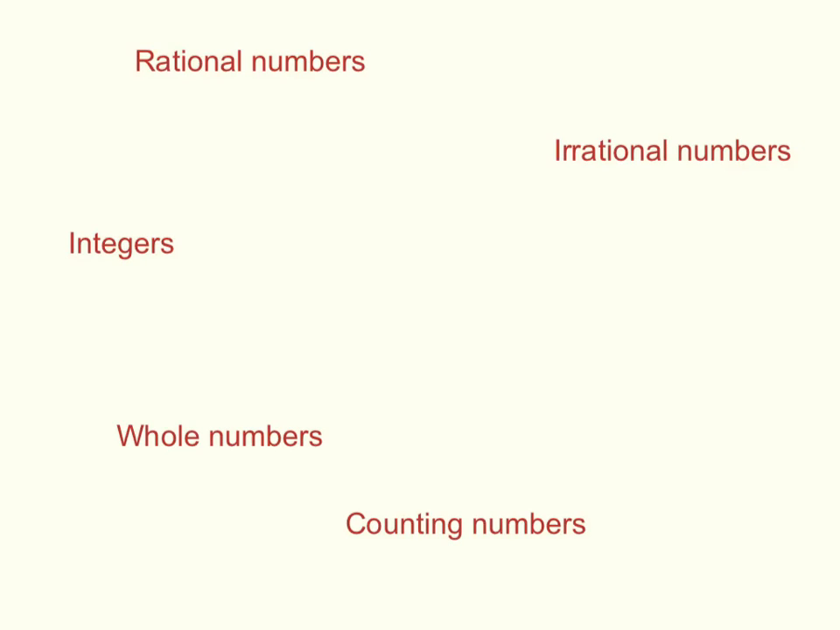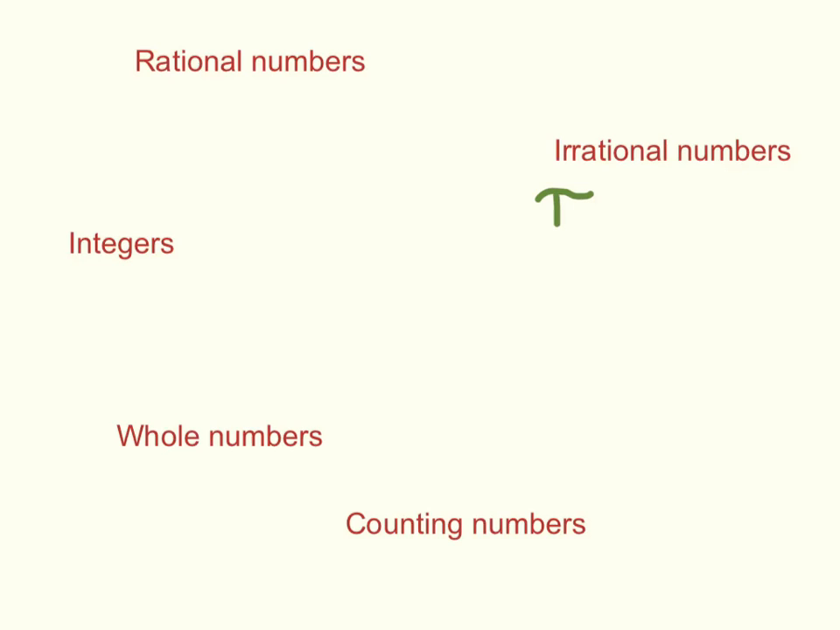This is reviewing for the Unit 1 test. First we're going to go over the different types of numbers. So we have rational numbers, irrational numbers, integers, whole numbers, and counting numbers. It's easiest to start with irrational numbers, which are things that don't end, so decimals that don't end, and there's no pattern.